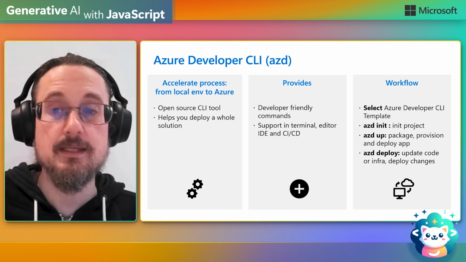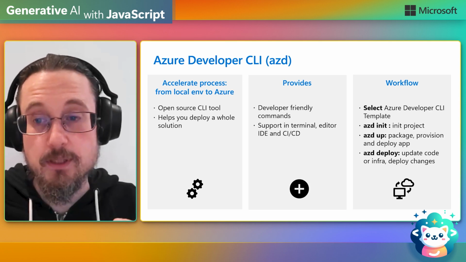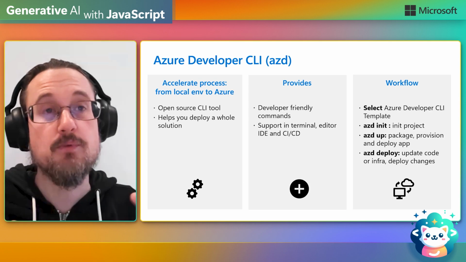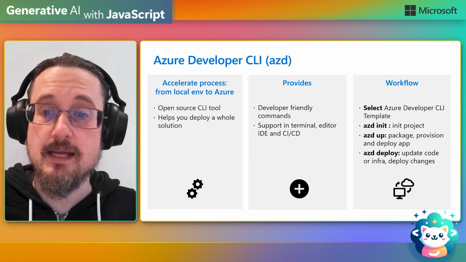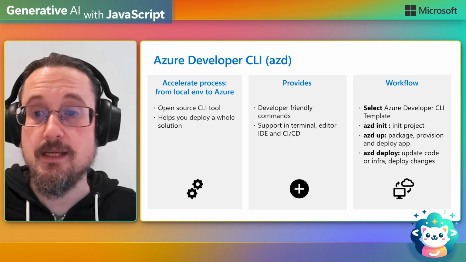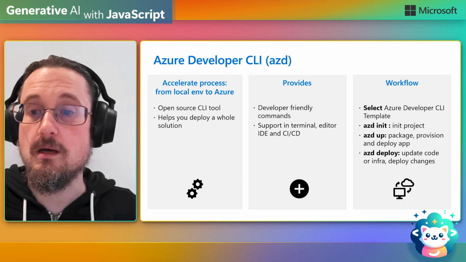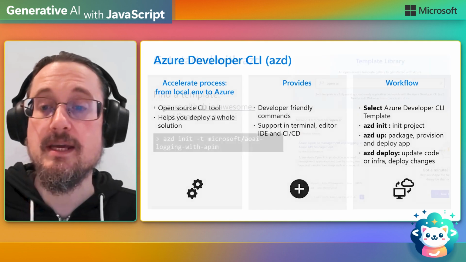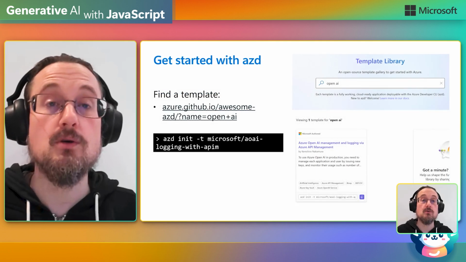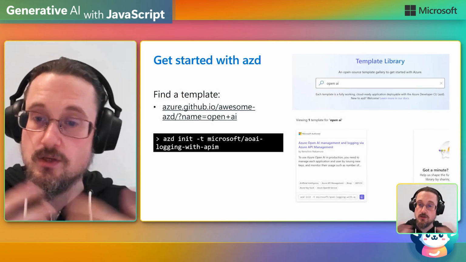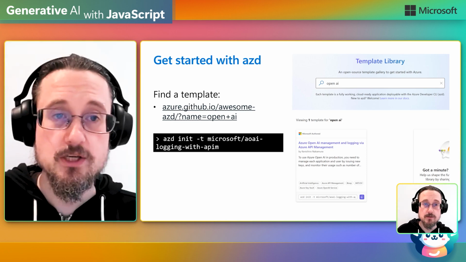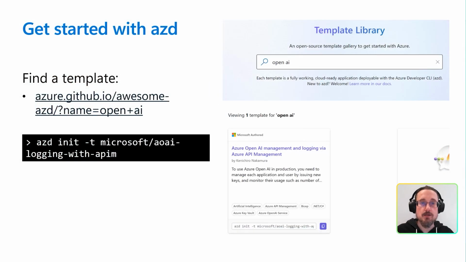The next step we want you to take, once you do that azd init, which you do once per project, is azd up, and this is to package, provision, and then end up deploying the app. And then lastly, we want you to do azd deploy. You would run azd deploy to update your code, update your infra, and then quickly deploy those changes so you can see that live in production. So this is how you can definitely get started with azd.